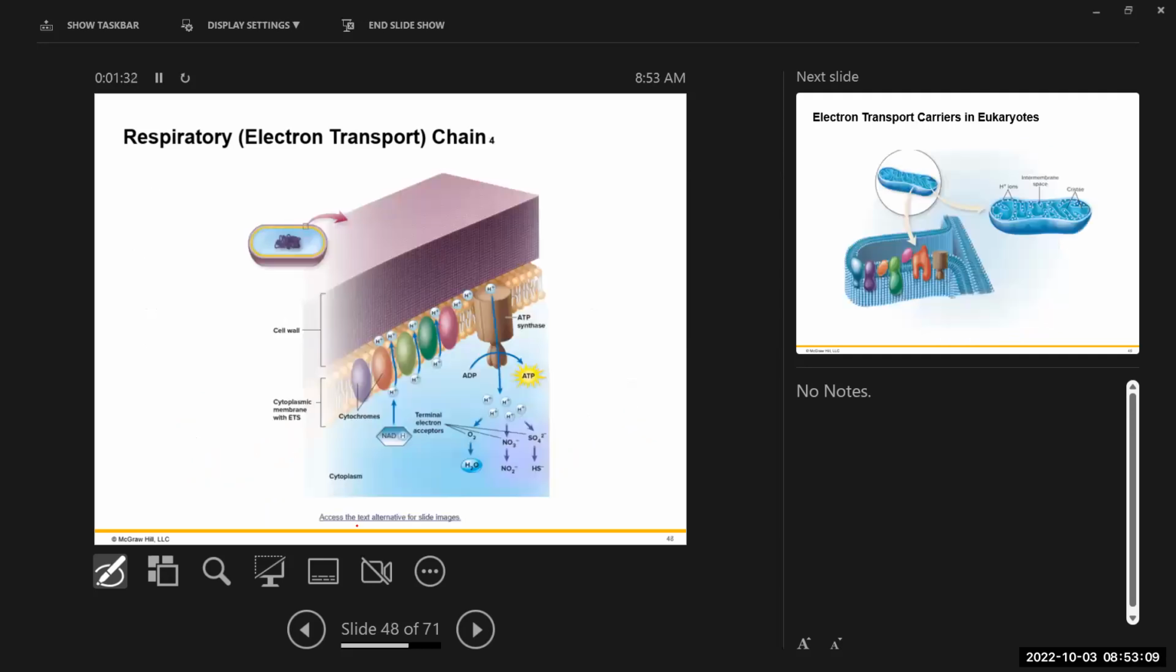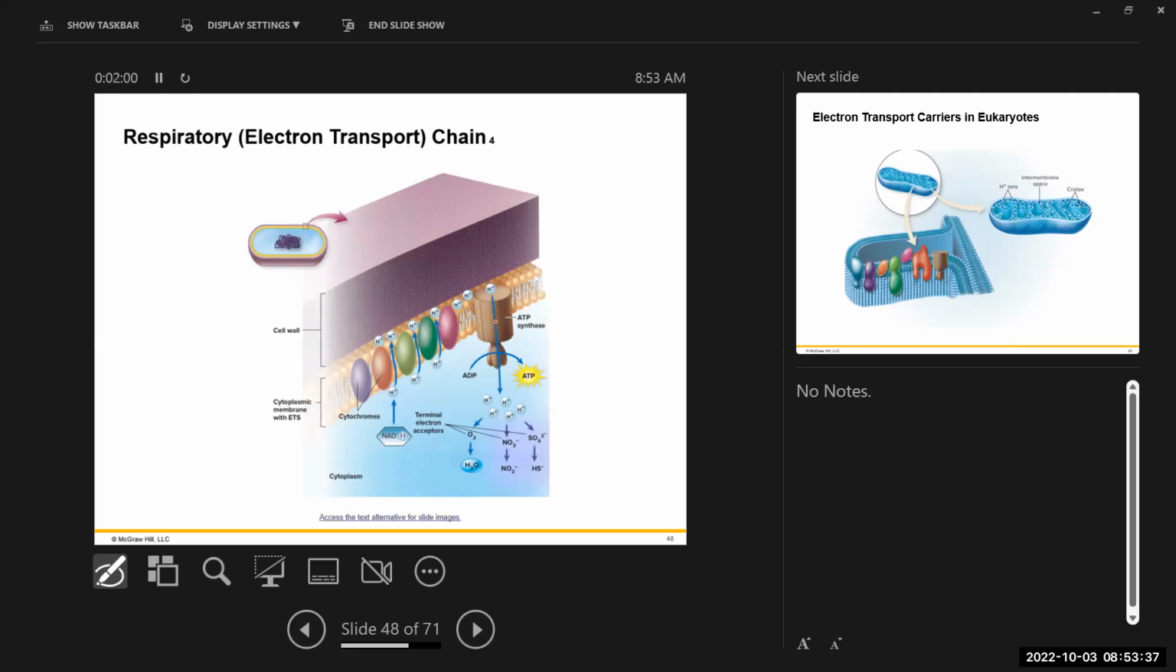And this really cool picture here shows you the carriers embedded in the membrane. You pump the protons into that periplasmic space. And now to get those protons back into the cell cytosol, you're going to use this enzyme called the ATP synthase. The ATP synthase.